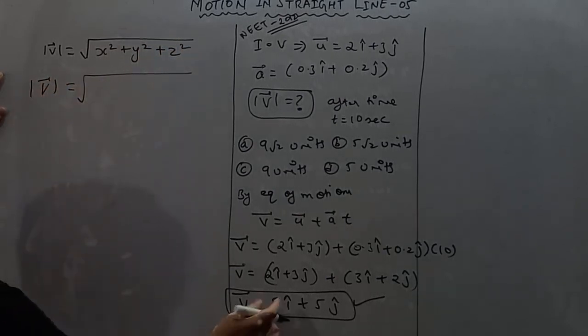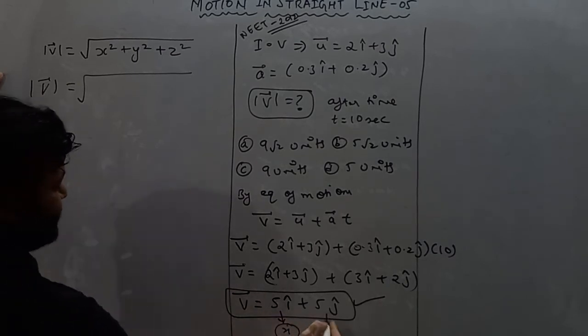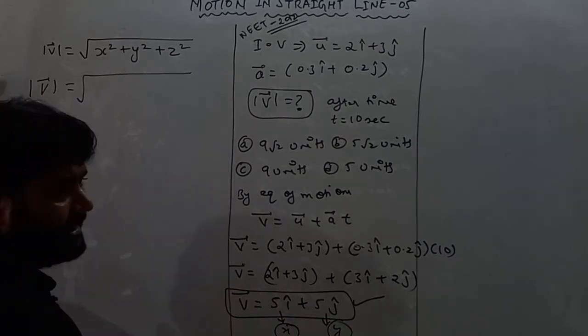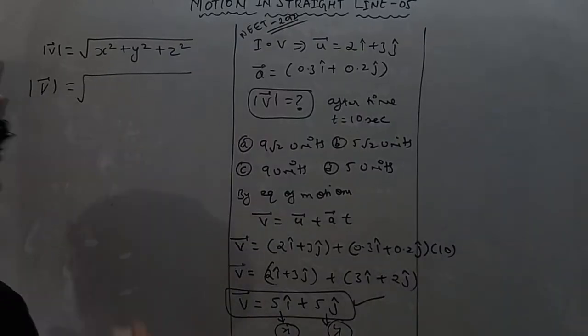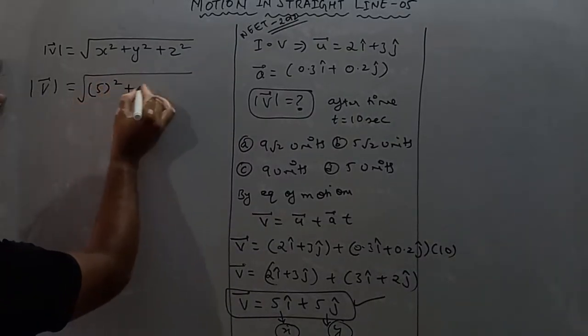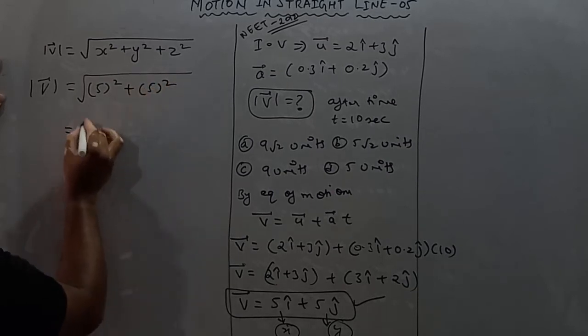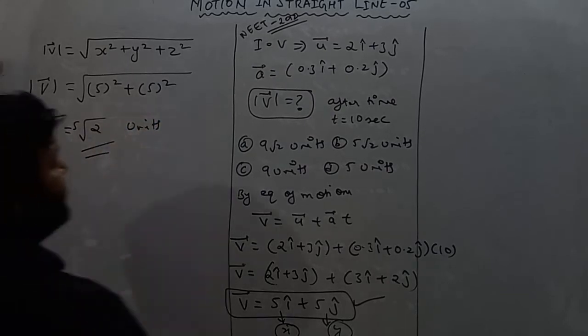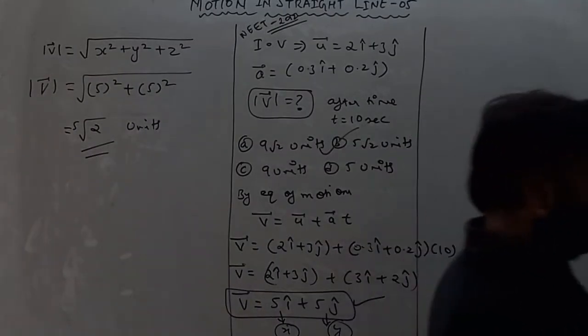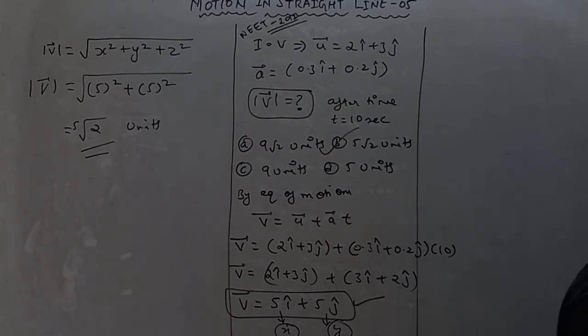Similarly, magnitude of velocity, this value is of x and this value is of y. We know that i cap means x and j cap means y. So instead of x, I'll write 5. So 5 square plus y, it is 5 square. So 25. We can say 5 root 2 is your answer. The correct answer is B. I hope you all understand how I'll solve this question.